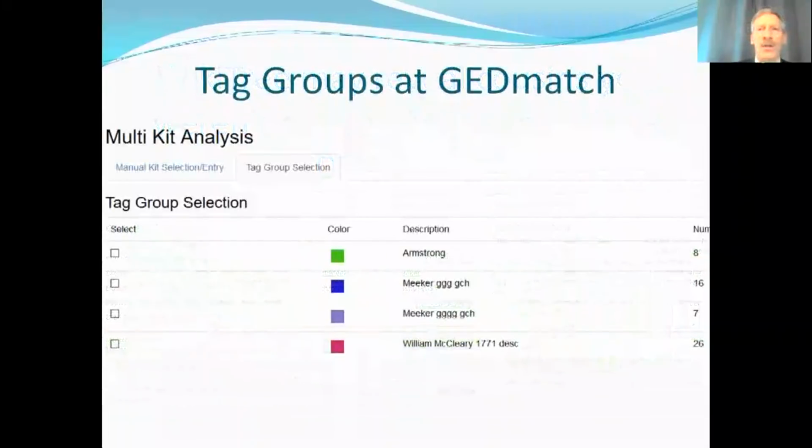number. Another thing that I do is I look at tag groups at GEDmatch. So I've created various different tag groups, and I can readily run comparisons among these various different tag groups. And it allows me very quickly to compare one new match from a specific ancestral line against everybody else in that particular ancestral line relatively quickly.